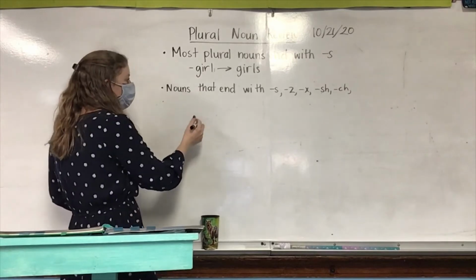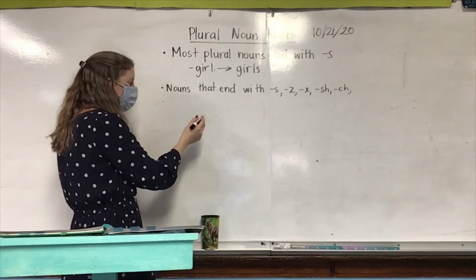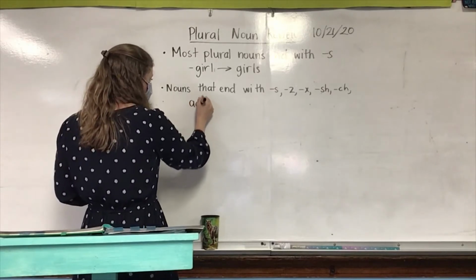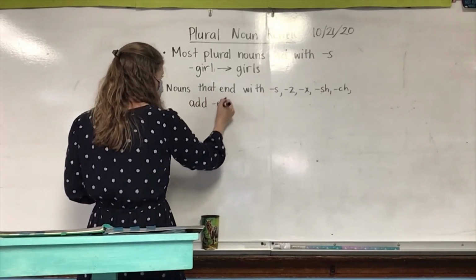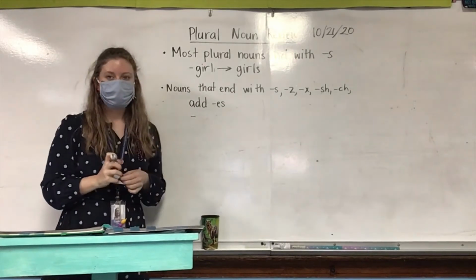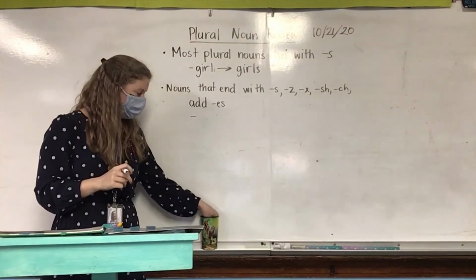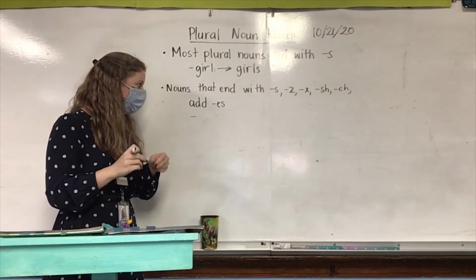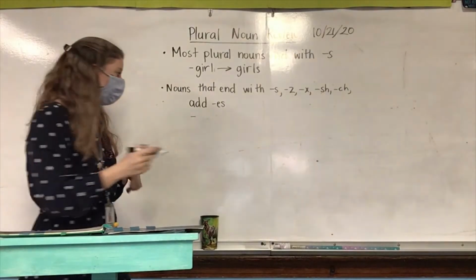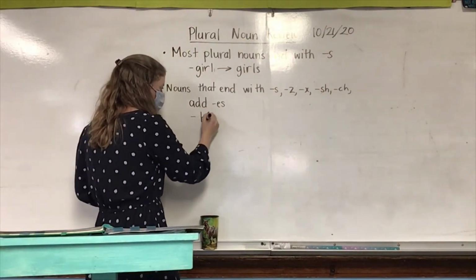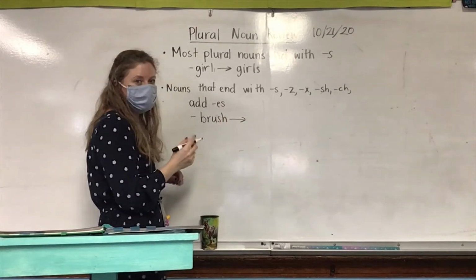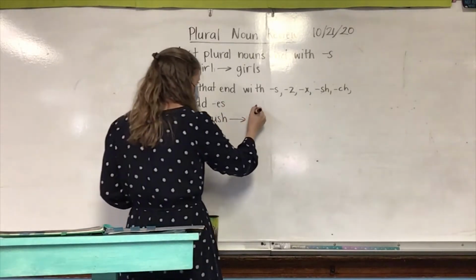So nouns that end with S, Z, X, SH, or CH add ES. Give me an example of a word where we have to add ES. Colin? Brush. The singular noun brush becomes brushes.